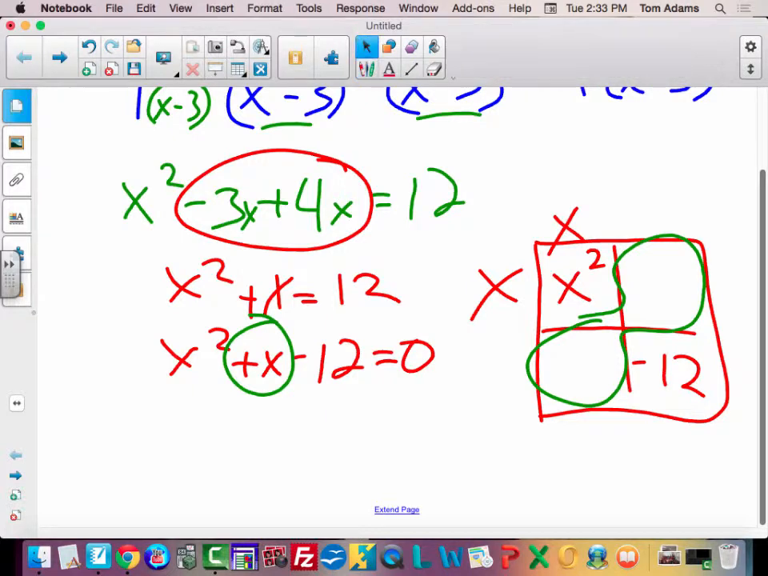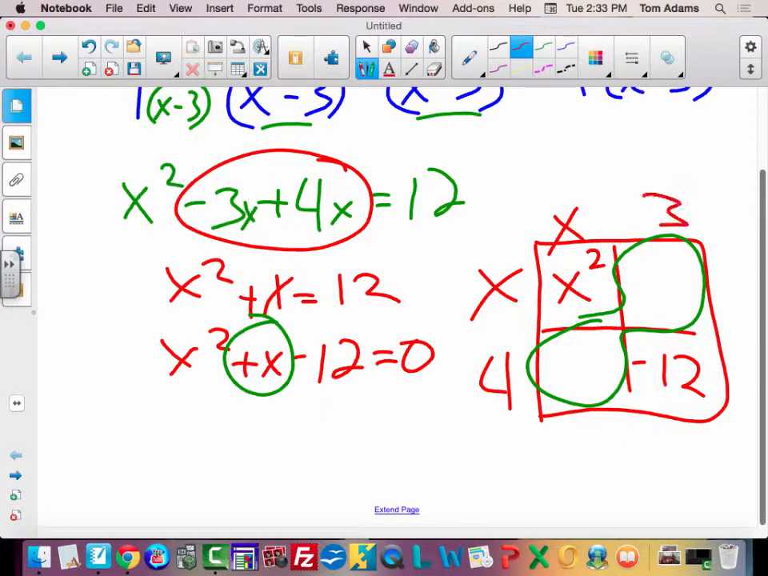Now, 2 and 6 give me 12. 1 and 12 give me 12 if I multiply them, but when I add them up, I'm not going to get a positive 1. So 4 and 3 are 1 unit away from each other. So I'm going to guess a 4 should go here, a 3 should go here. Now, one of these has to be negative, and so if I want to end up with a positive x, then my 4 needs to be positive and 3 needs to be negative.